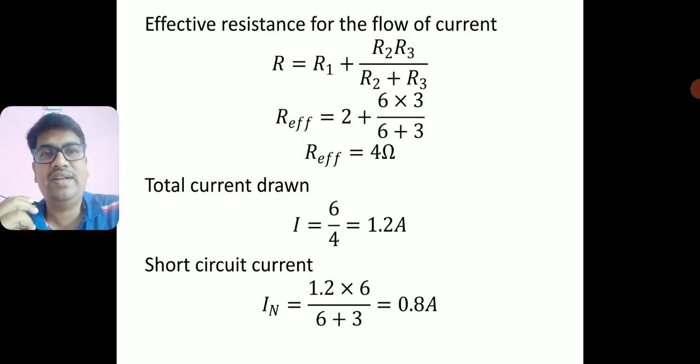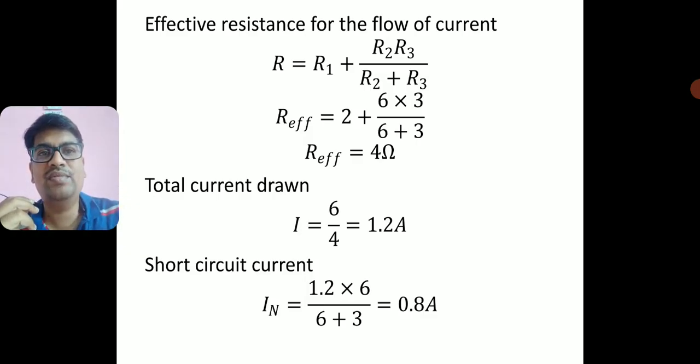Okay, I have found the effective resistance. Then the main current drawn from the battery is total voltage by total resistance. Total voltage is the battery voltage, which is 6 volts, and total resistance is 4 ohm. So 6 by 4, which is equal to 1.2 amperes. So I have calculated the main current.